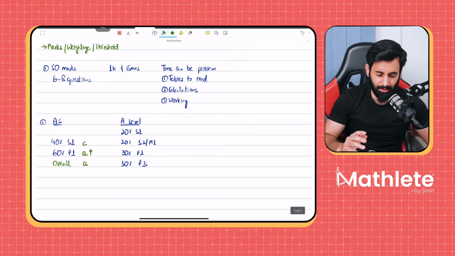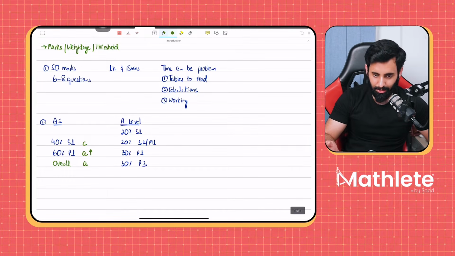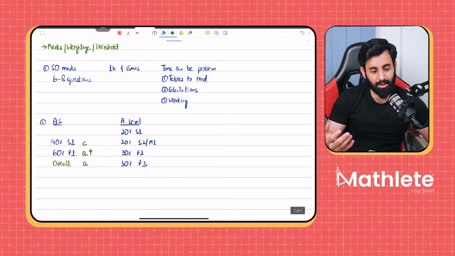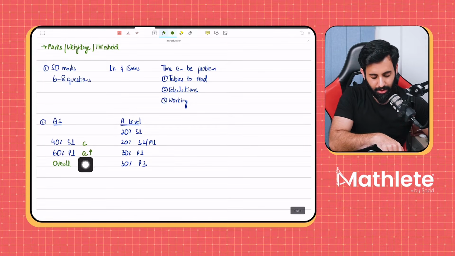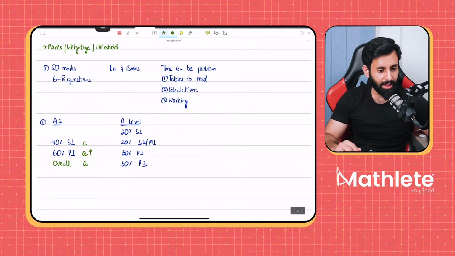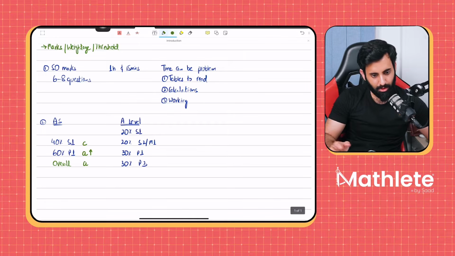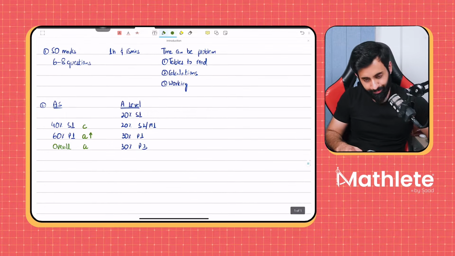Now, I'm not saying that this is your license to chill as far as S1 is concerned, but this is just something to keep in mind, okay? To basically tell you the importance of P1 compared to S1. So S1 is important, but when you compare it to P1, you see that it has less weightage. I'm talking about AS only, okay? So just a couple of things to keep in mind, all right?